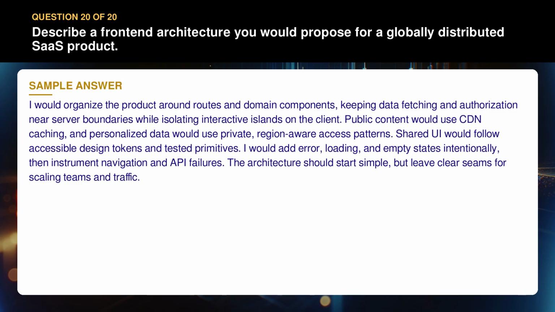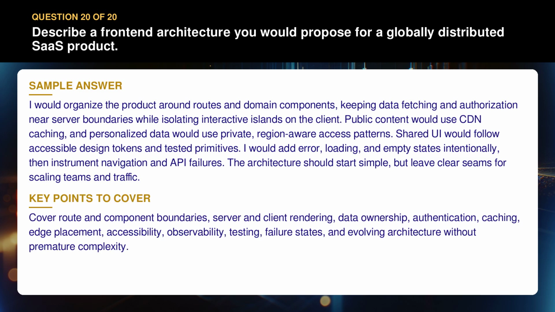Public content would use CDN caching, and personalized data would use private, region-aware access patterns. Shared UI would follow accessible design tokens and tested primitives. I would add error, loading, and empty states intentionally, then instrument navigation and API failures. The architecture should start simple, but leave clear seams for scaling teams and traffic. Cover route and component boundaries, server and client rendering, data ownership, authentication, caching, edge placement, accessibility, observability, testing, failure states, and evolving architecture without premature complexity.